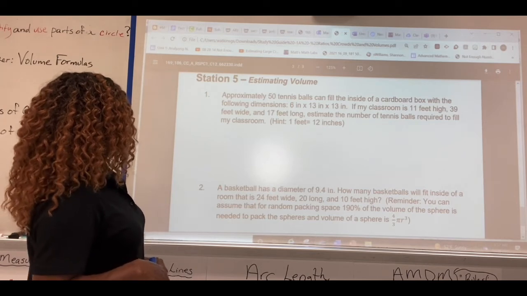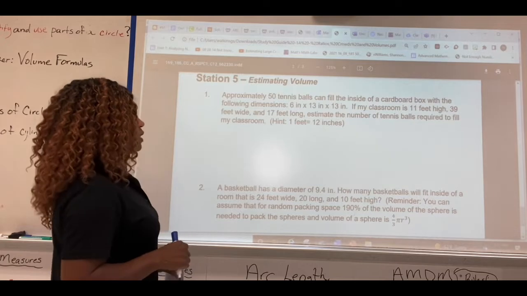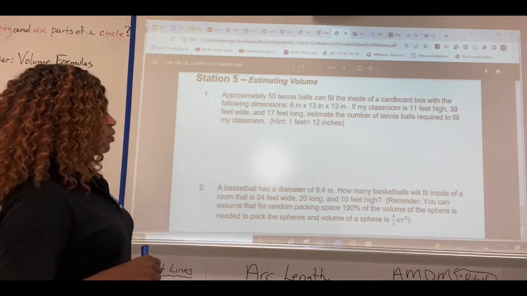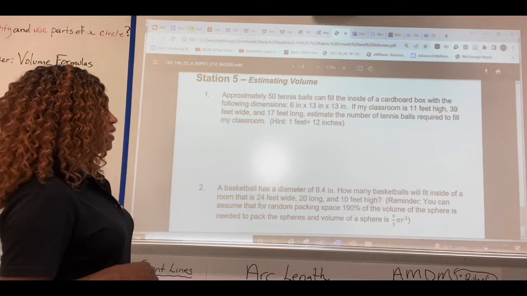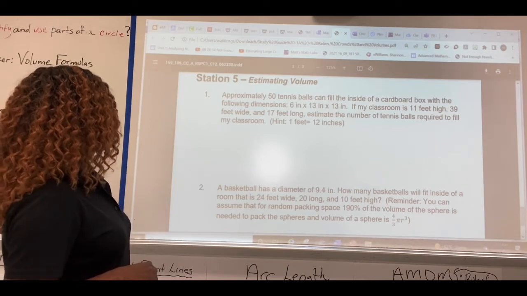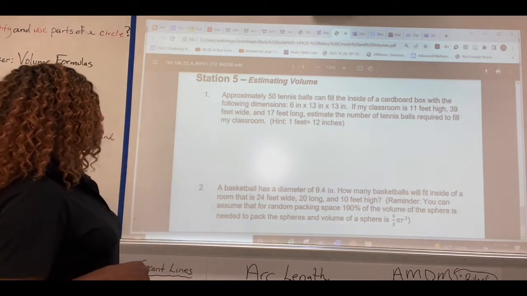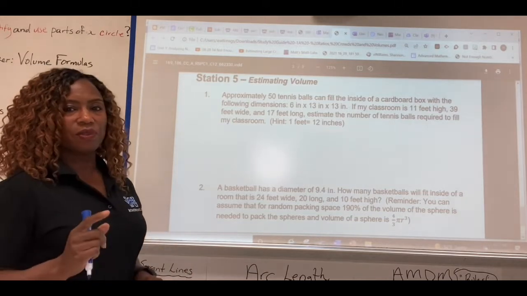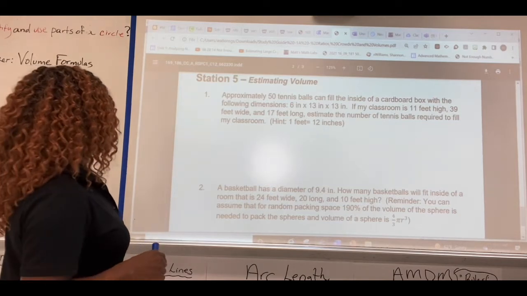Approximately 50 tennis balls can fill the inside of a cardboard box with the following dimensions: 6 inches by 13 inches by 13 inches. If my classroom is 11 feet high, 39 feet wide, and 17 feet long, estimate the number of tennis balls required to fill my classroom. And then we're reminded that 1 foot is 12 inches.